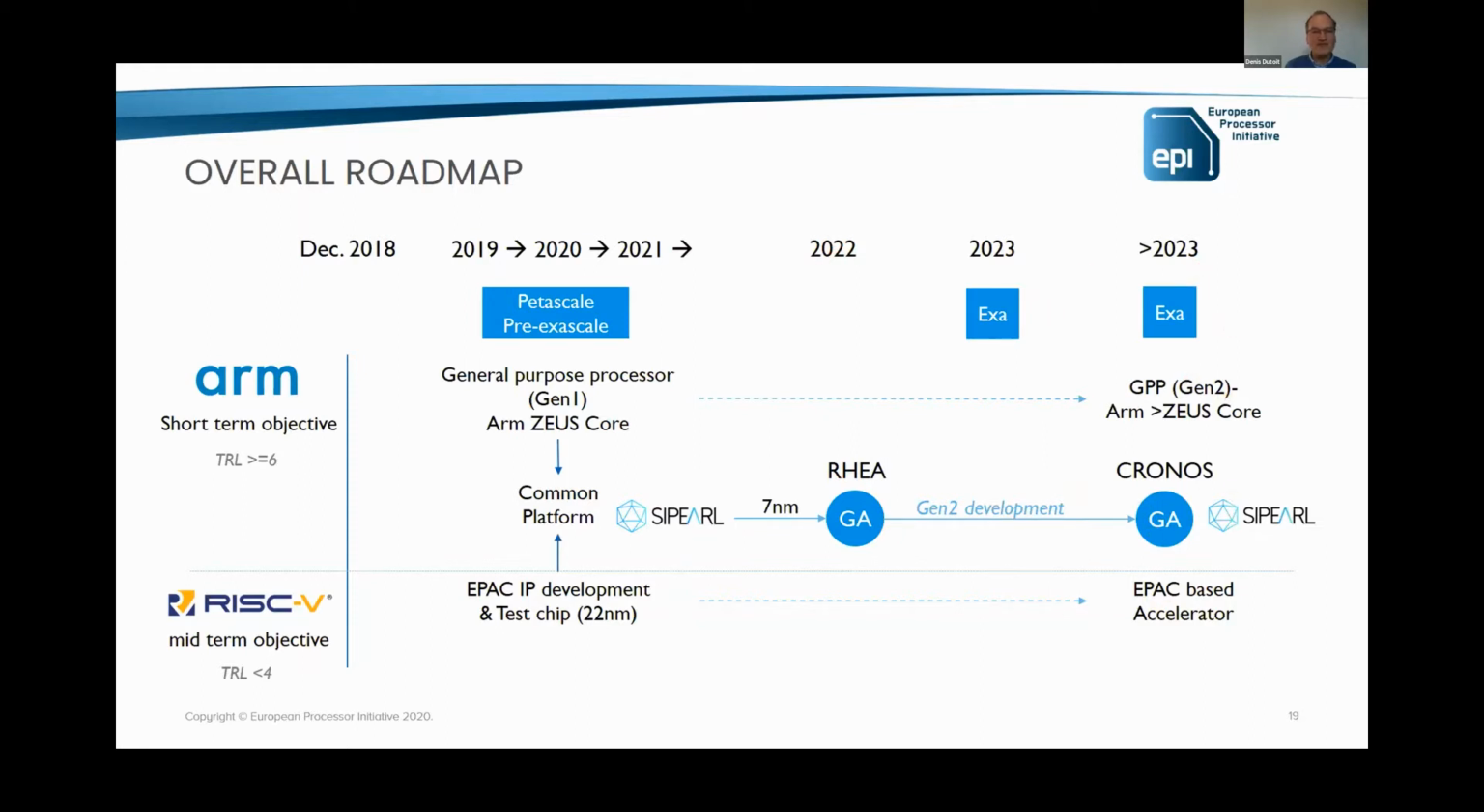So this is an instantiation in 7 nanometer, and for acceleration, which is a longer-term objective, development of a test chip in 22 nanometer and validation of this test chip, obviously.